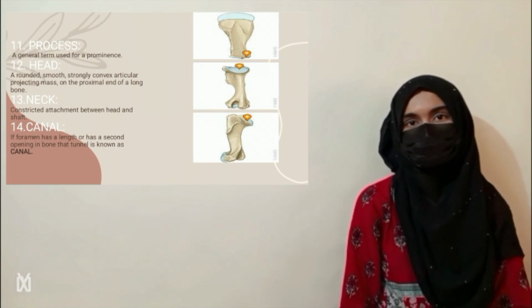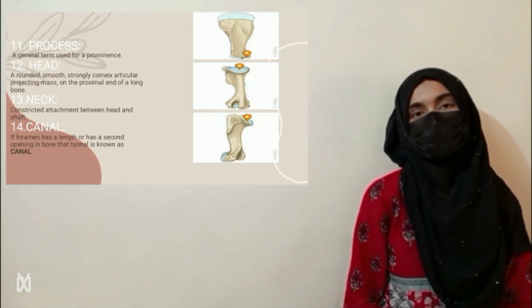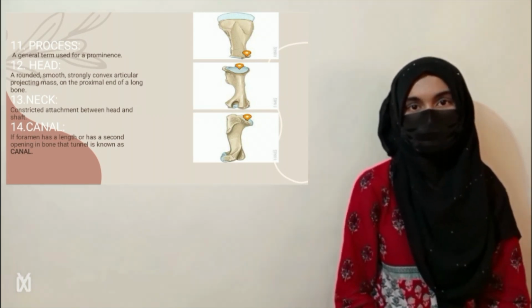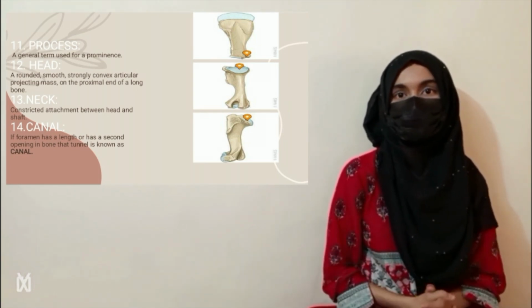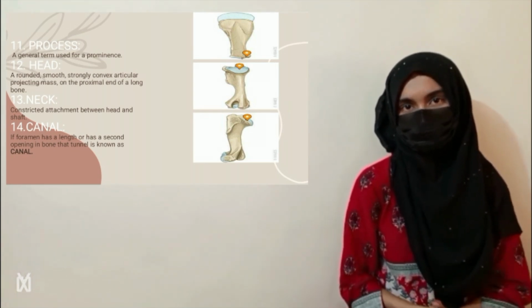The 14th example is canal. If a foramen has a length or has a second opening in the bone, that tunnel is known as a canal.